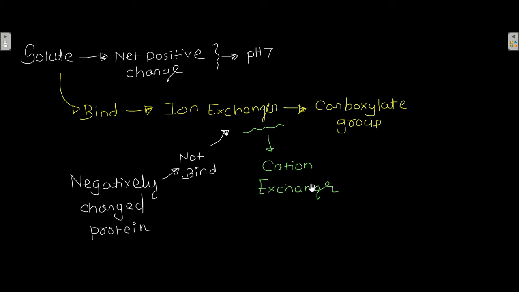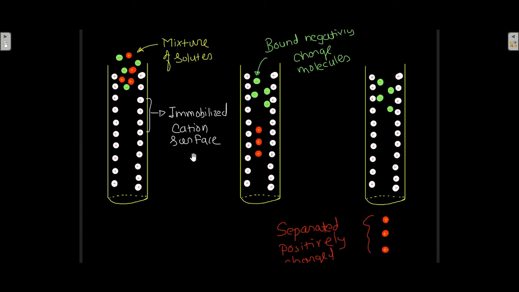Okay. And if in the system there is the presence of a negatively charged protein, then this negatively charged protein will not bind to this ion exchanger. Why? Because the carboxylate group is negatively charged, the protein is negatively charged, they will not bind, they will repel. Okay, so this is how ion exchange chromatography works. So this is the diagram.